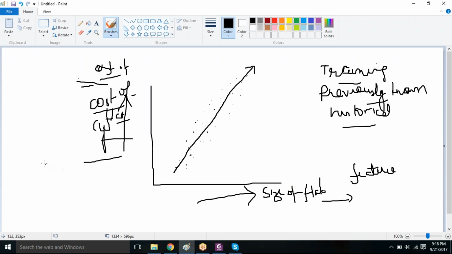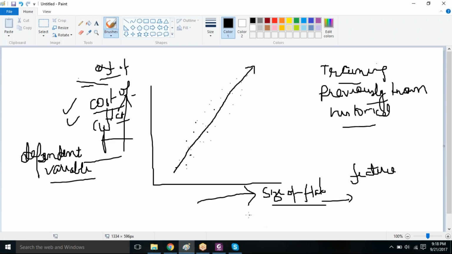In mathematical or statistical terms, this is also called the dependent variable. Why is it called the dependent variable? Because the value of this particular variable depends upon the size of flat. And that's why the size of flat is also called the independent variable. If you go for some data analytics kind of course, they may also cover linear regression, and there, instead of feature and label, they will use the words independent variable and dependent variable. So this is a dependent variable and this is an independent variable.